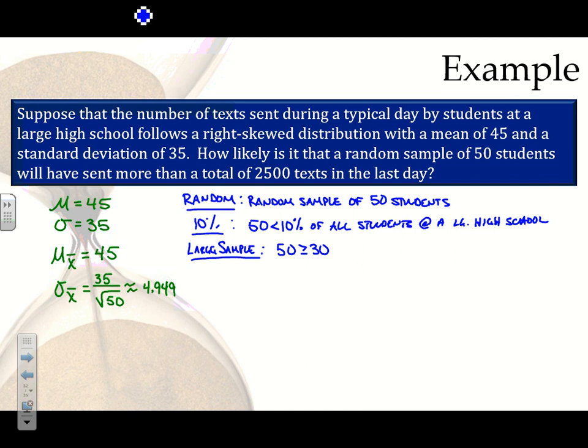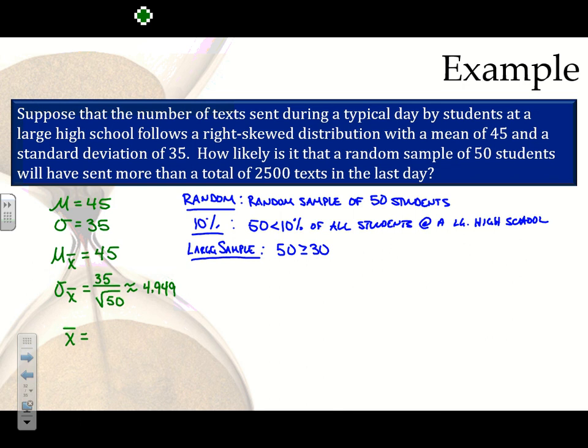We have the main things that we need here. We have the mean of our distribution, we have the standard deviation of our sampling distribution. Now what we're missing is what value we're looking at. We're saying how likely is it that a random sample of 50 students will have sent more than a total of 2,500 texts in the last day? So what we're missing now is our sample mean. Why do we not use the success fail condition? Success fail is for proportions. For the mean, we call it large sample.